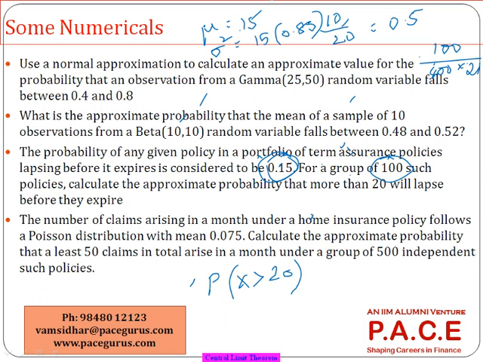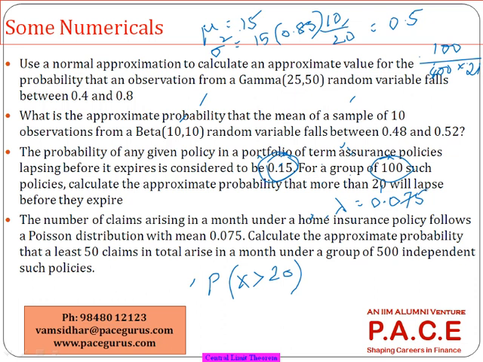Now the same logic if we are going with a Poisson. The number of claims arising in a month under a home insurance policy follows a Poisson distribution with mean equal to 0.075. For a Poisson distribution, mean and the variance are both the same. So these are some of the things we have to be comfortable with. Lambda equal to 0.075, and because it is Poisson, variance is also 0.075. Calculate the approximate probability that at least 50 claims in total arise in a month under a group of 500 independent such policies.